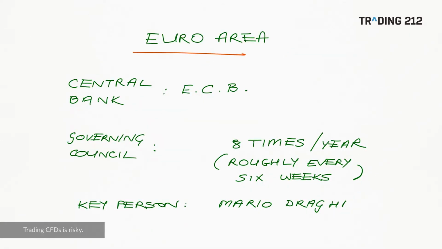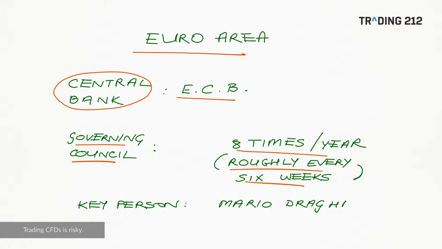The euro is second only to the US dollar in terms of trading volumes. And if you're trading the euro as part of a Forex pair, you will want to pay attention to what's going on with monetary policy decided by the ECB, the European Central Bank. And the Governing Council of the ECB holds monetary policy meetings on a similar schedule to the Bank of England. That's roughly every 6 weeks, 8 times a year. They hold them on a Thursday.